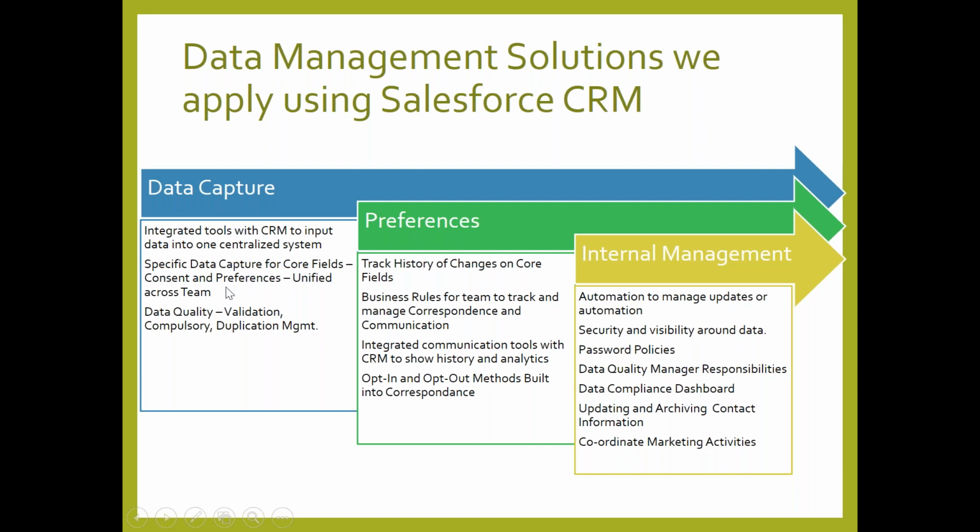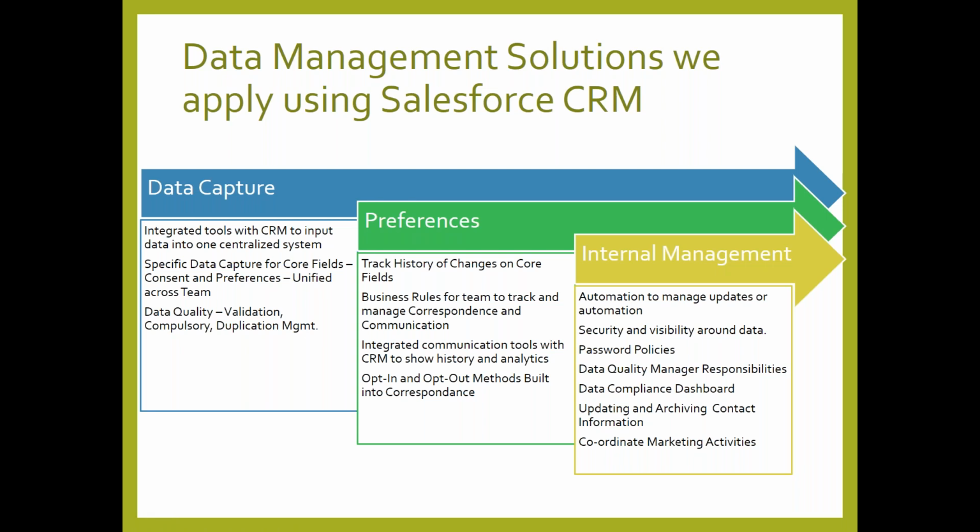You need to agree on core fields that relate to consent and preferences, and these should be unified across the team. The third point is around data quality. Make sure that the data you do get in, you might need to set validation rules, compulsory requirements against some of the fields, and you need to manage duplicates. So I'd say they're the 3 key takeaways for data capture that you need to think about in a practical sense.